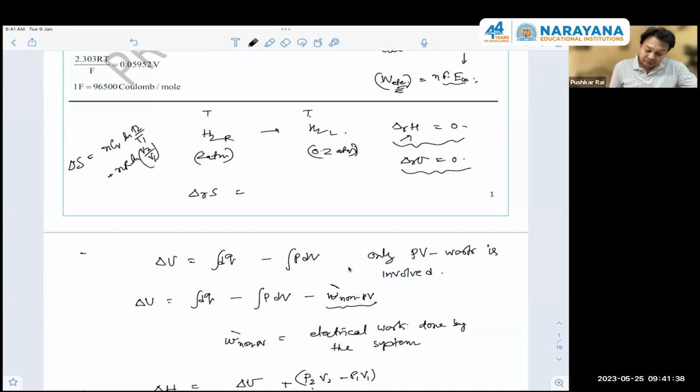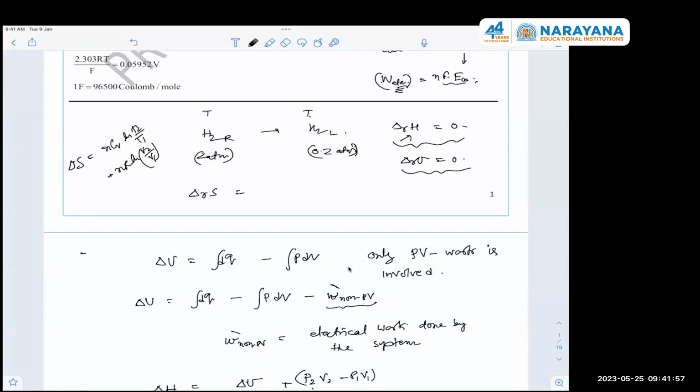Do you agree? And this is V2 by V1. It is not for a chemical reaction; chemical reaction is not taking place, because this is the cell I have chosen. That is why we have chosen this cell. Chemical reaction is not happening now. Yes, sir.